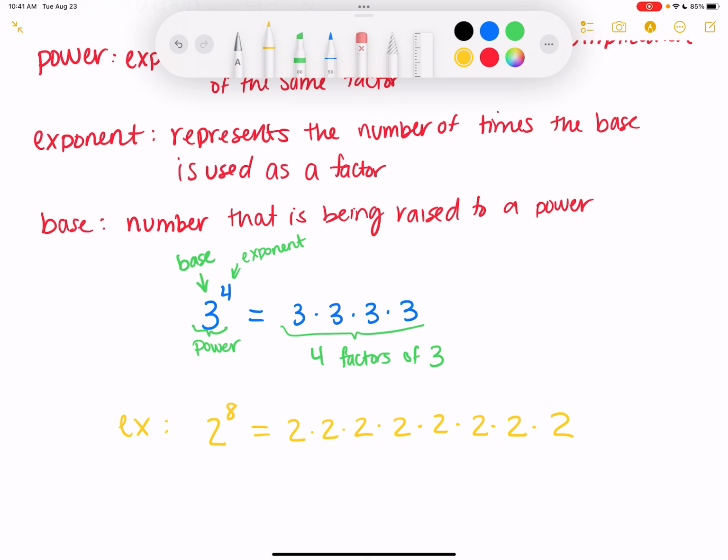And sometimes, rather than it being a number that is your base, you may have a variable that's your base. So you could have something like n to the 4th. That means n to the 4th power, meaning I have 4 n's. So you would have n times n times n times n if you had something like that.